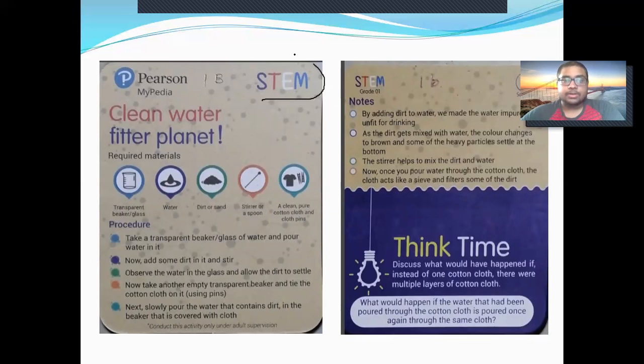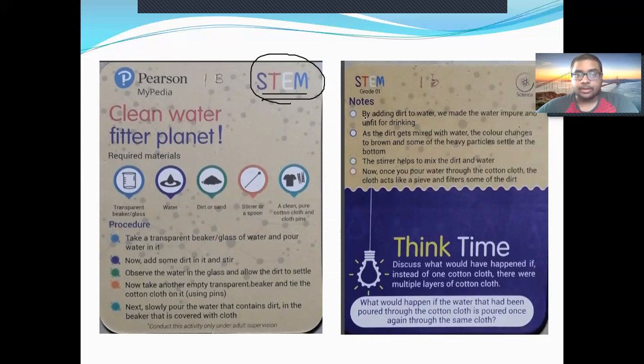Okay, so these are STEM cards: science, technology, engineering, and mathematics. There are some notes for all of you. Let us go through them one by one. By adding the dirt to water, we made the water impure and unfit for drinking. Yes. As the dirt gets mixed with water, the color changes to brown and some of the heavy particles settle at the bottom. True. The stirrer, that is the spoon, helps to mix the dirt and water. Now, once you pour the water through cotton cloth, the cotton acts as a sieve and filters some of the dirt. So, we have studied these notes previously.